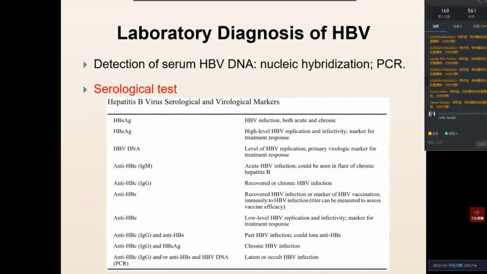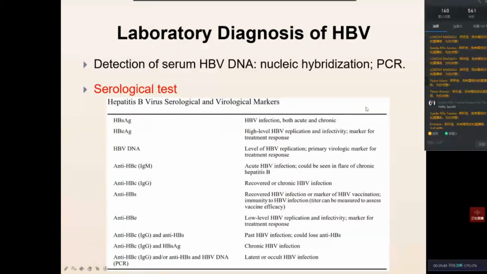In this table, it shows us the results of a serologic test for HBV and also the meaning of it. For example, you can detect the surface antigen, E antigen, HBV DNA, or antibodies against different antigens, like core antigen, IgM or IgG, or antibody against surface antigen, antibody against E, C, or other different antigens. And if you can detect the surface antigen, that means there is HBV infection, either acute or chronic, and there is a virus in the body because the virus can shed the antigen protein molecule into the blood.